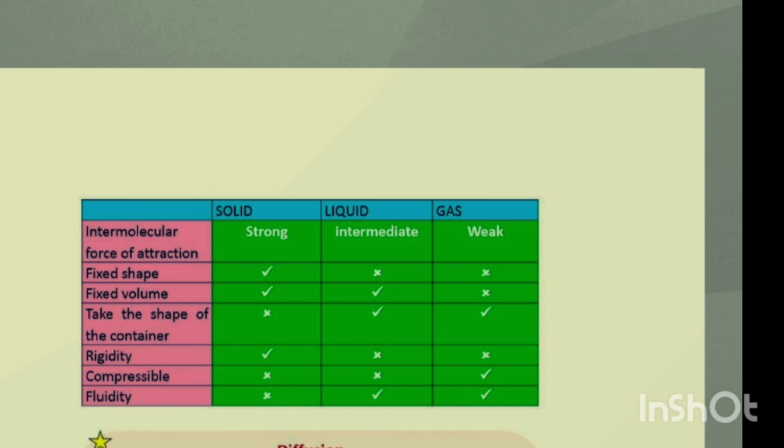Rigidity: the solid has rigidity, whereas liquid and gas don't have rigidity. Compressibility: solid is incompressible, liquid is incompressible, whereas gas is compressible. Fluidity: solid has zero fluidity, liquid has it, and even gas has this property. From these boxes, if you understand this one box, then you can easily write down the different characteristics of solids, liquids and gases.